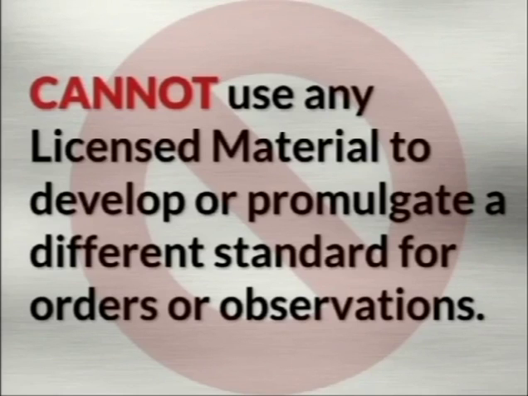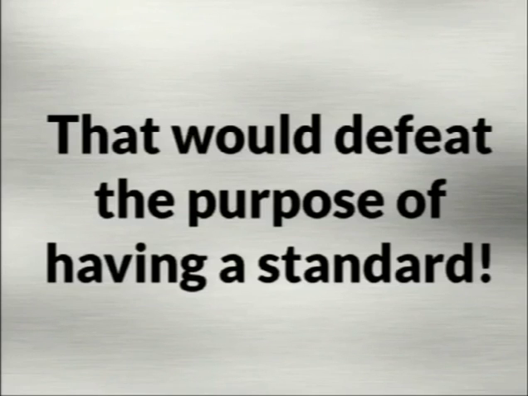So this is my summary of the license. You have to read it. The lawyers will tell me to tell you to read it. But the one thing that you can't do with LOINC is use any of the stuff that we produce to develop or promulgate different standards for orders or observations. And why is that caveat in there? Well, that would defeat the entire purpose of why we're doing this in the first place. So you can't take LOINC, remove the LOINC codes, make your own codes, call it better LOINC or better whatever, and publish it somewhere else. That would defeat the whole purpose of having a standard, and that's why that caveat is in there.